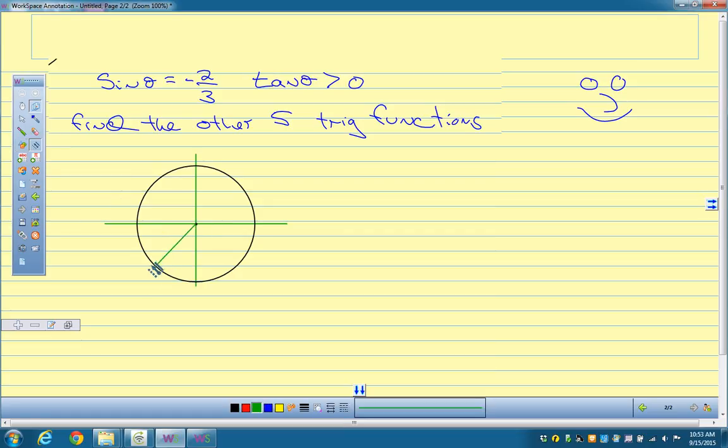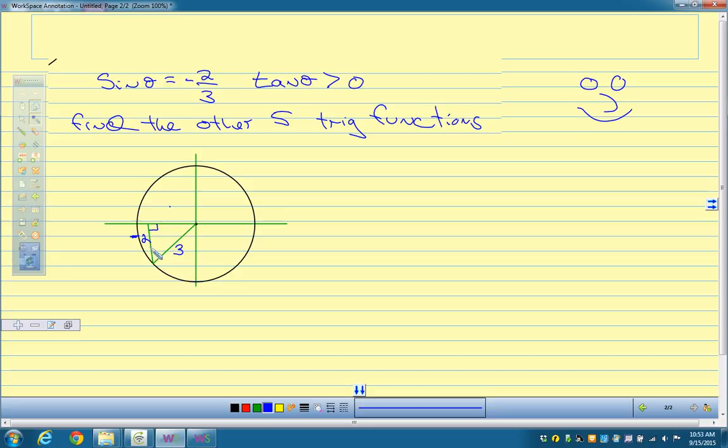I'm in quadrant 3. And then you draw a little right triangle and you figure out what the sides are. Well, if sine is negative 2 over 3, that means this side is 2. It's actually negative 2, because you're going down. And this hypotenuse is 3. How could I find this side right here? This is a right triangle.